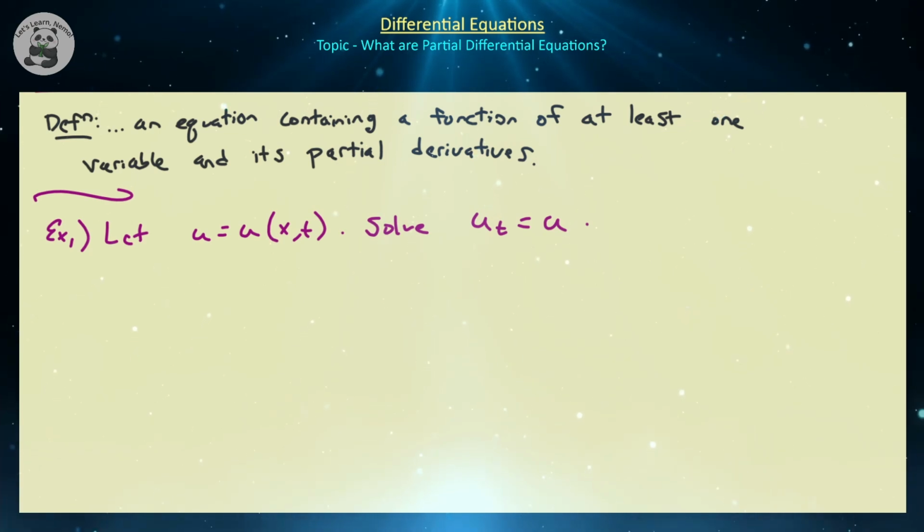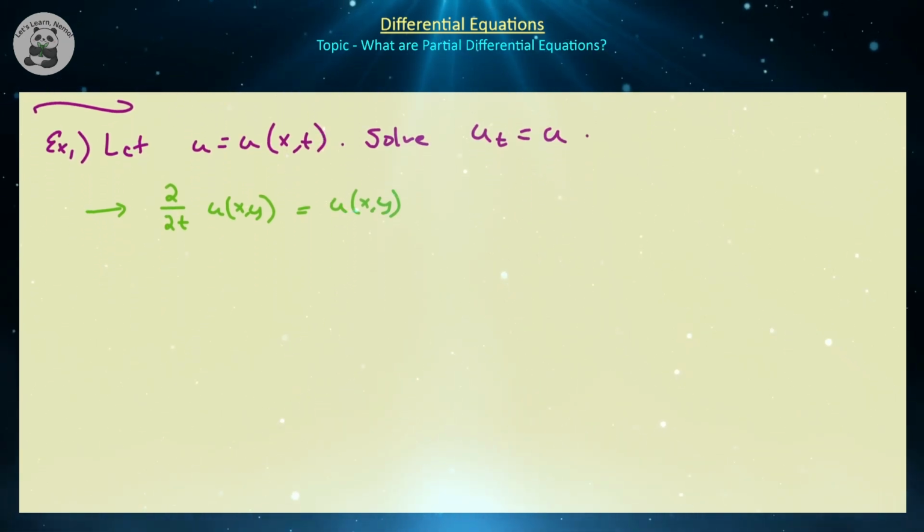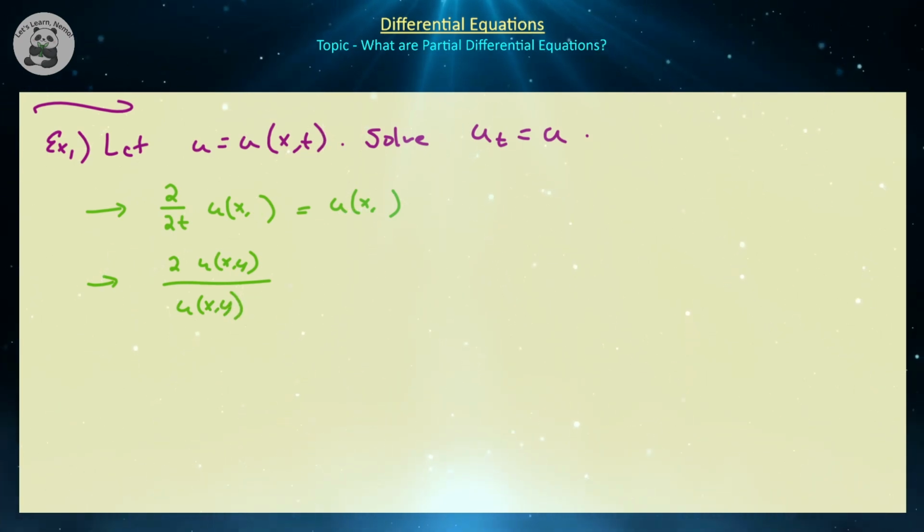Let's just write it out in expanded form. What we have is the partial derivative with respect to time of u(x,t) is equal to u(x,t). I want to treat this like we did for separable differential equations in the single variable world. I can just write this as the partial differential of u(x,t) divided by u(x,t), and that's going to be equal to the partial differential of t. Then I can integrate both sides of this equation.